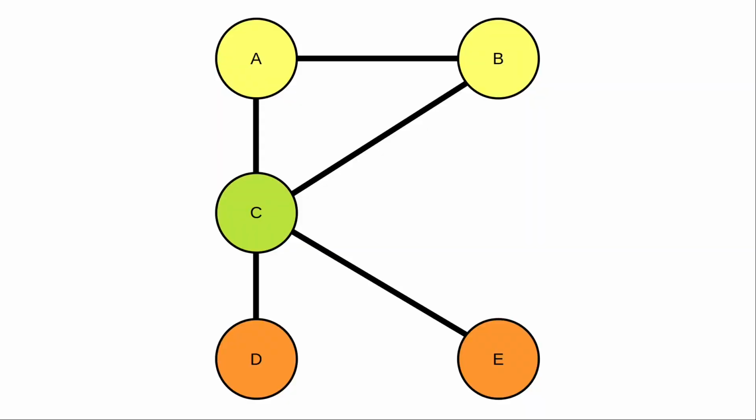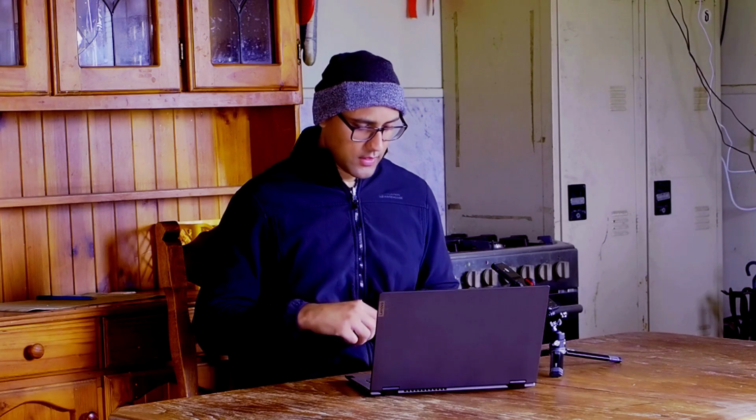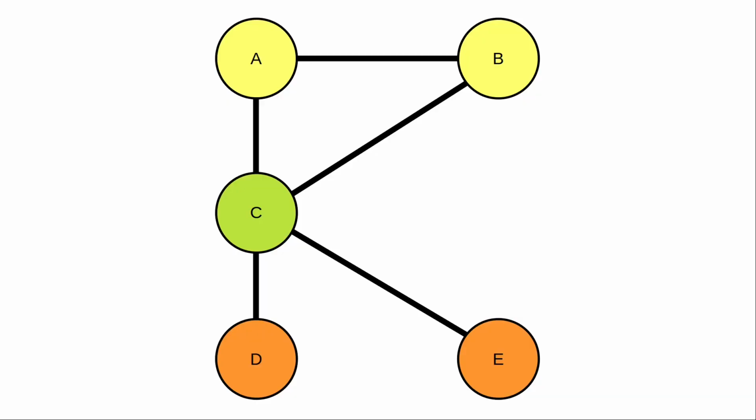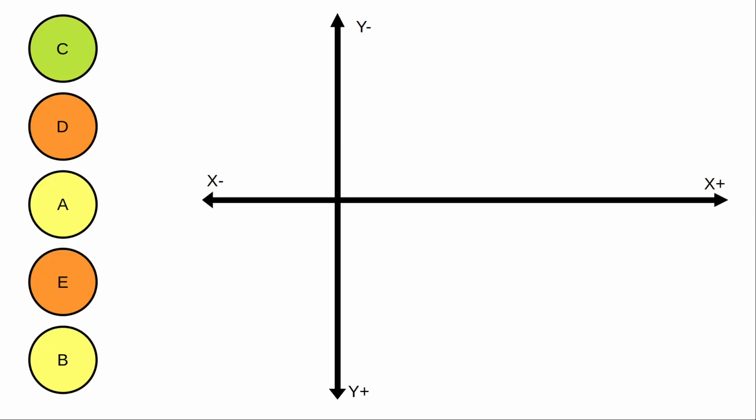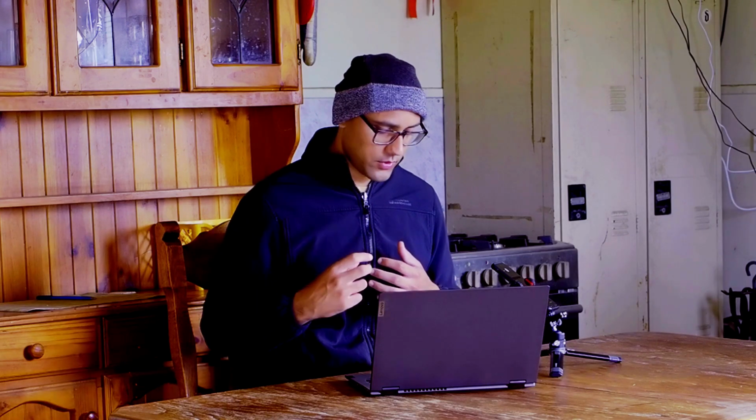So if you go back to our original example, as a reminder, the yellow nodes are at the top, the green is in the middle, and the orange nodes are at the bottom. So if we take these nodes and we start off with C and we want to graph them out using a nested dictionary approach, we would insert C at location 0, 0. Then every other node that we place gets placed relative to the first node that we have placed.